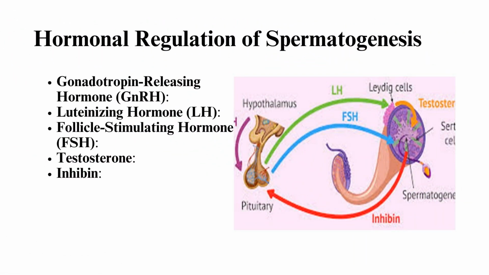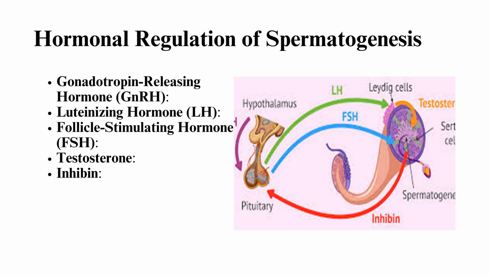Hormonal regulation of spermatogenesis. Spermatogenesis is tightly regulated by a feedback mechanism involving several hormones. Gonadotropin-releasing hormone, GnRH. Secreted by the hypothalamus, GnRH stimulates the anterior pituitary to release two key gonadotropins, luteinizing hormone, LH, and follicle-stimulating hormone, FSH. Luteinizing hormone, LH, stimulates the Leydig cells in the testes to produce testosterone, which is crucial for the initiation and maintenance of spermatogenesis.